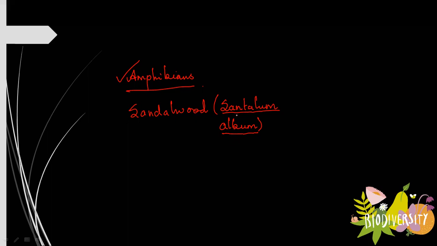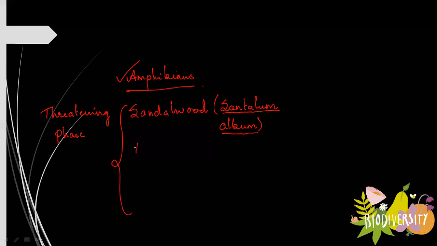Okay, so the sandalwood, everyone is aware of Santalum album. Then Rauwolfia and Cycas, that is a gymnosperm, are endangered plant species of India. Endangered means they are going to get extinct very soon. They are in the threatening phase and can get extinct any time. Which are those? Sandalwood, that is Santalum album.